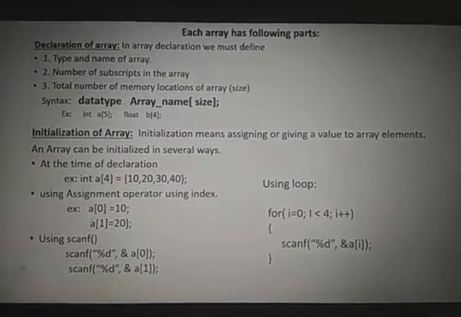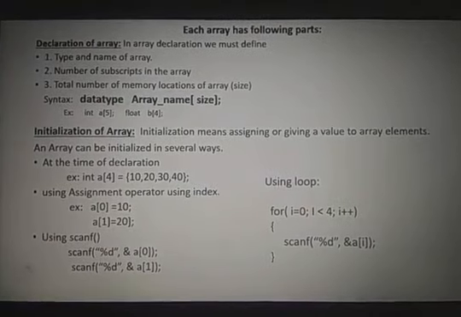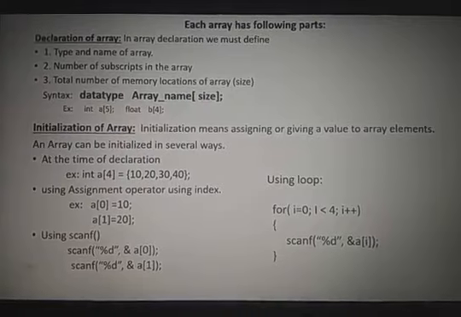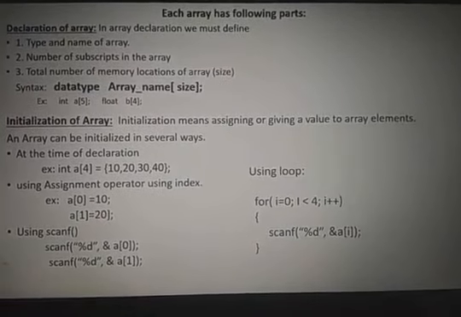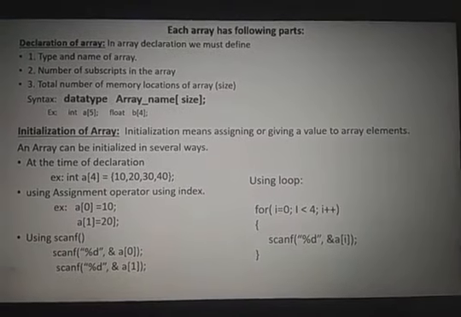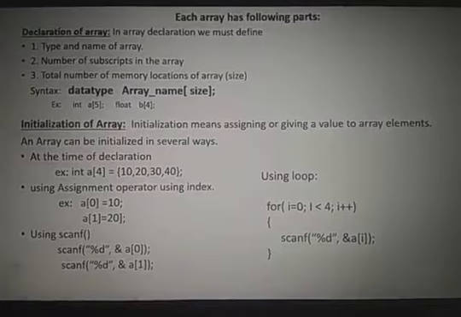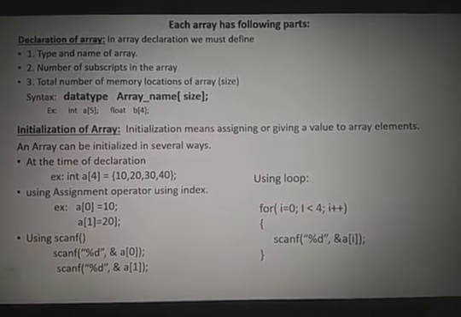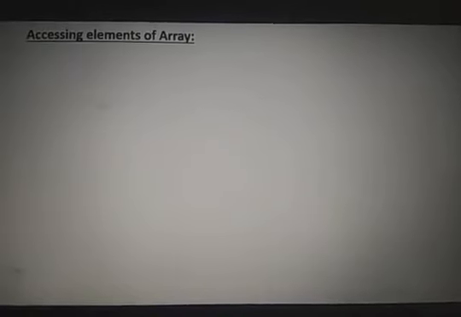Next, accessing. Accessing means using the values of the array. How many ways can we access? We can display, or perform operations like addition, subtraction, finding the maximum, minimum, calculating the sum, everything. Whenever we use any element of the array, it is called accessing array elements.